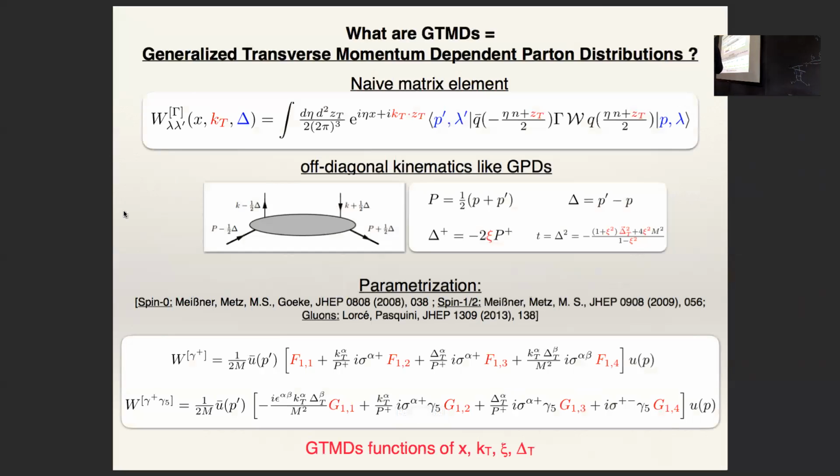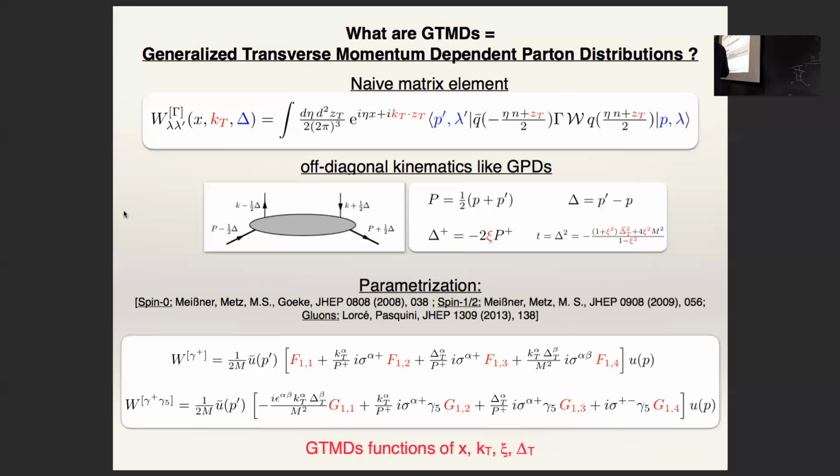We can parameterize this matrix element. It's basically a correlator, so we can parameterize it in terms of coefficient functions, and these coefficient functions are then the GTMDs. For example, if we take unpolarized quarks, that is the case if this gamma matrix is just a gamma plus, then we can parameterize this thing. Well, we did this for quarks for a spin 0 hadron in this paper, for a spin 1/2 target in this paper, and later on Barbara and Cedric repeated this exercise also for gluons. And one ends up with such a parameterization where we just numbered these functions f1,1, f1,2, f1,3, and f1,4.